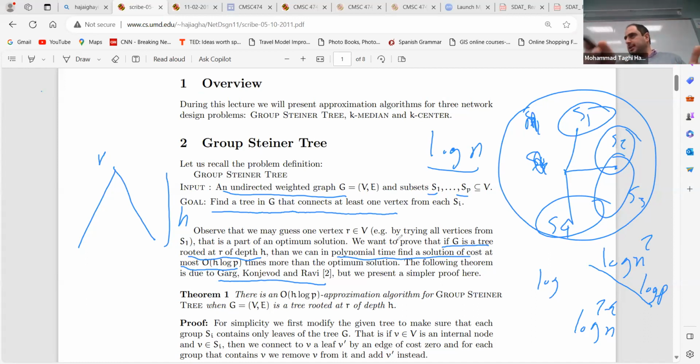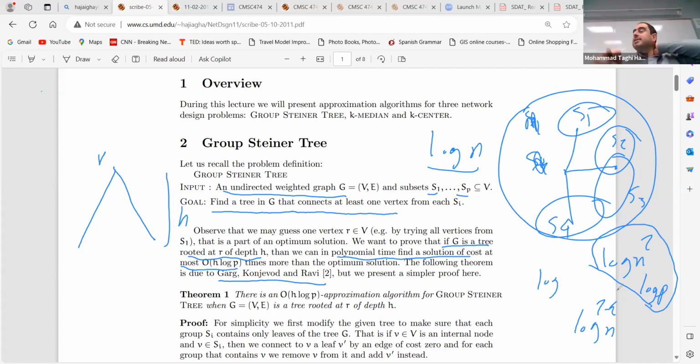You will pick this log n more. And then you know that H is at most log n. So it would be log n times H, which is log n again, times log P, which would be log n to the 2 times P. This is the one that I have.